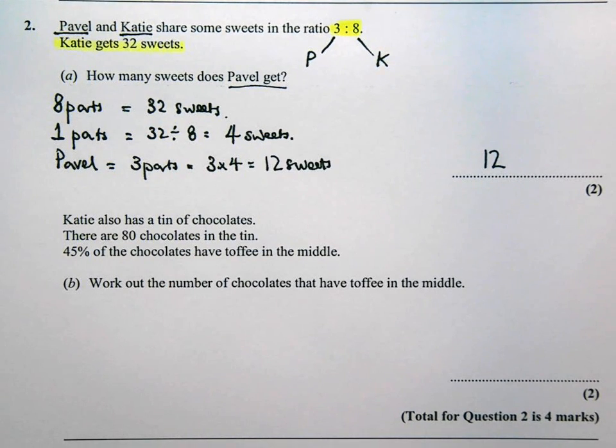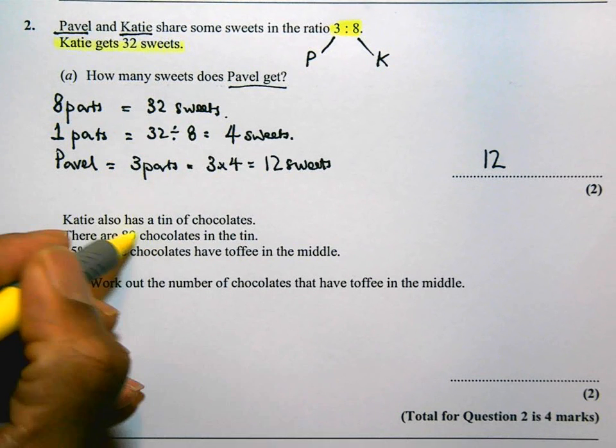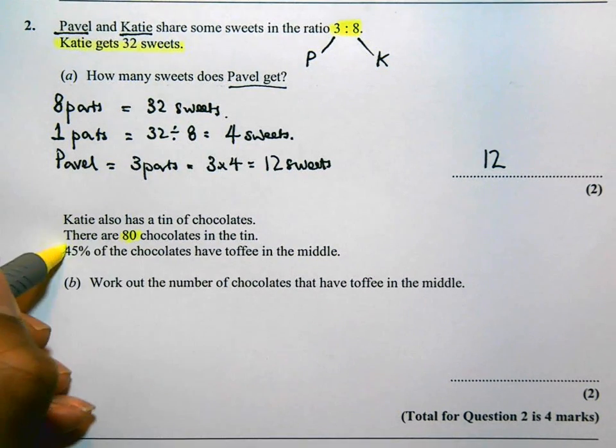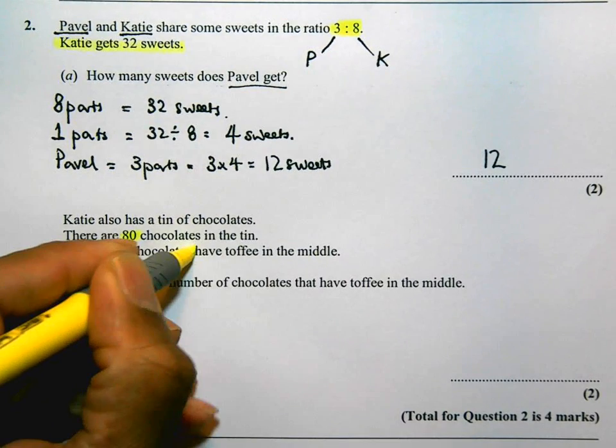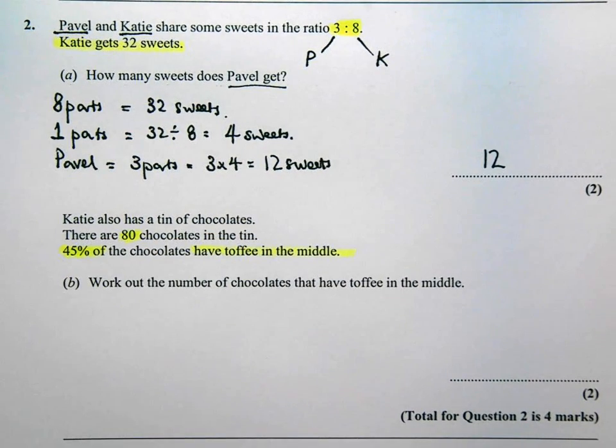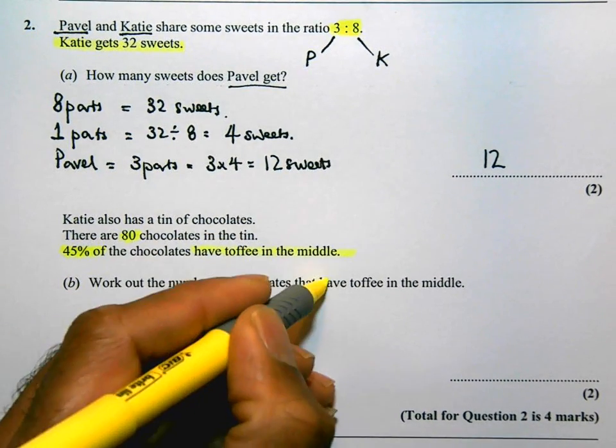This is a pretty straightforward question, not particularly tricky. However, you do need to understand ratios, you do need to understand what you're doing and have a good grasp of this. The next part, Katie also has a tin of chocolates. There are 80 chocolates in the tin. 45% of the chocolates have toffee in the middle. Work out the number of chocolates that have toffee in the middle.